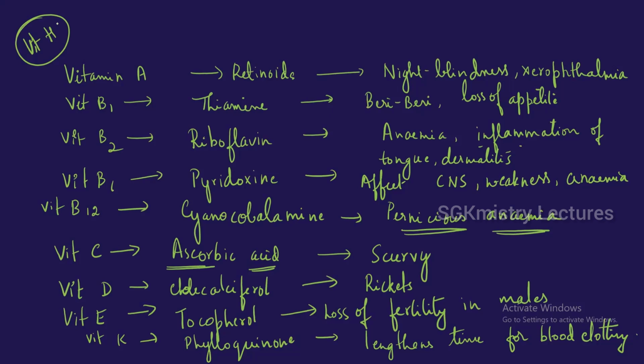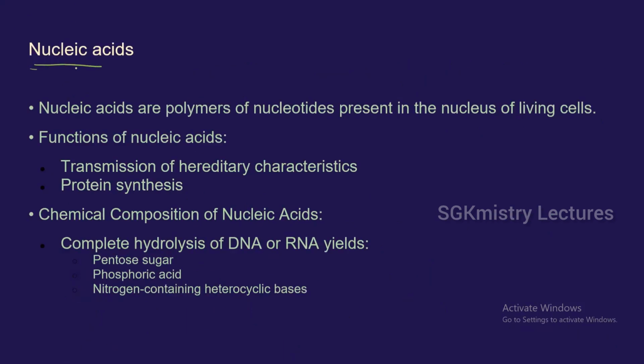Okay. So next, coming on to nucleic acids. So these nucleic acids are the polymers of nucleotides which are present in the nucleus of living cells. Now, what are the functions of these nucleic acids? They mainly play a very important role in the transmission of the hereditary characteristics, and their other important function is that they aid in protein synthesis.